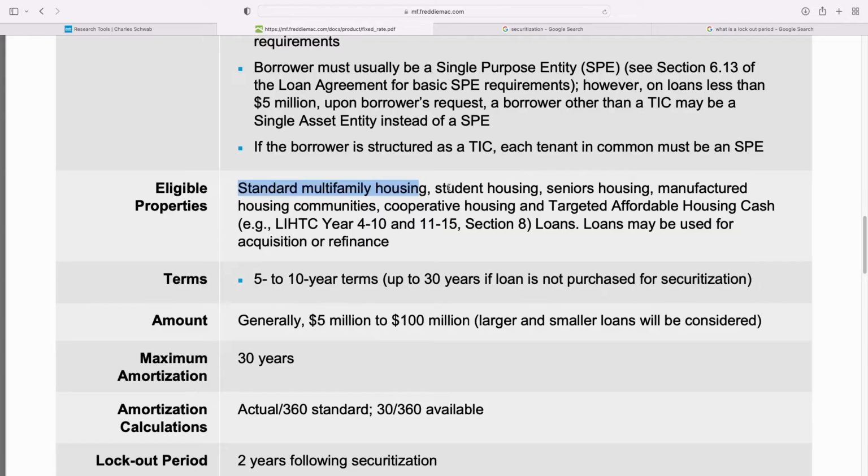What type of property can you buy with Freddie Mac's fixed rate loan product? You can buy standard multifamily housing, student housing, senior housing, manufactured housing communities, cooperative housing, and targeted affordable housing. The loans may also be used for acquisition or refinance. So let's look at the terms.